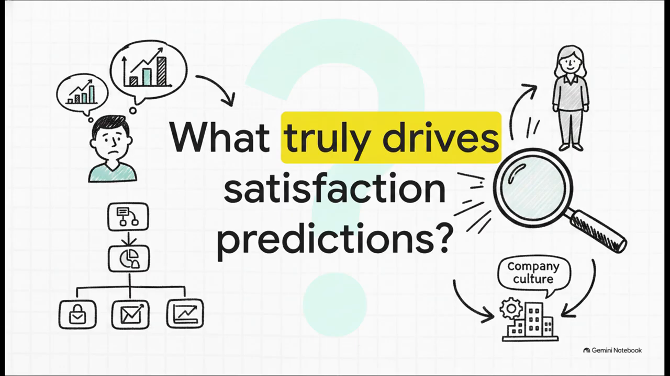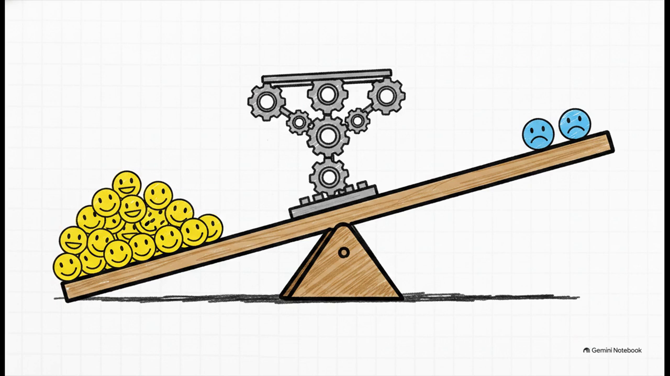We have to identify the strongest predictors of our target variable. Here is a massive trap you have to avoid. Because HR data is notoriously imbalanced, usually flooded with mostly high satisfaction ratings, you absolutely must use balanced class weights and evaluate your model using the F1 score. This prevents your model from just lazily guessing high every single time.